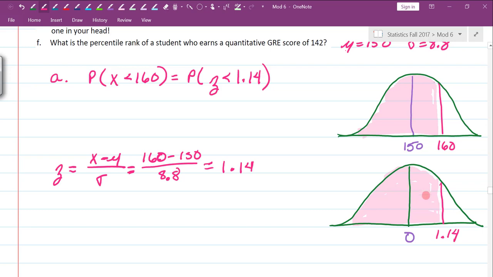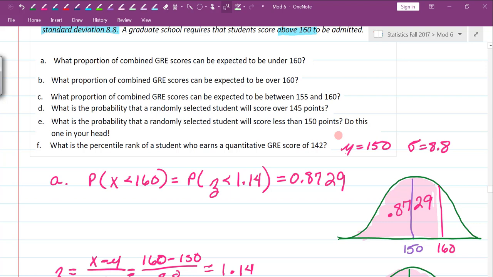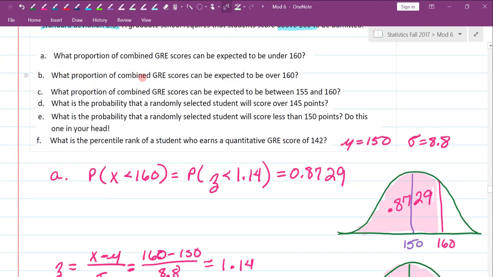So the area under the curve here is 0.8729. That's also right here, 0.8729. And so the probability that x is less than 160 is equal to the probability that z is less than 1.14, which is equal to 0.8729. Okay, and that is part A. So let's go ahead and scroll on up and look at part B. It says, what proportion of the combined GRE scores can be expected to be over 160? So part B, over 160.